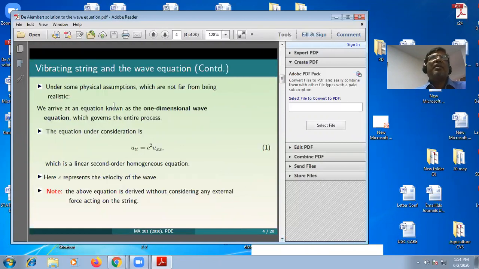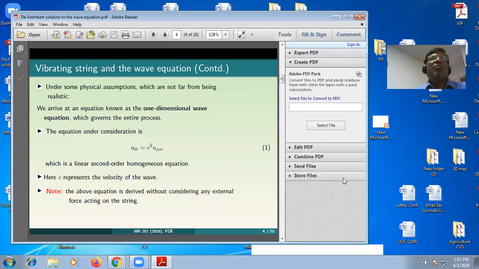And under the physical assumptions, which are not far from being realistic, we arrive at an equation known as the one-dimensional wave equation, which governs the entire process. The equation under consideration is u_tt is equal to c square u_xx, take it as equation 1, which is a linear second order homogeneous equation. Here c represents the velocity of the wave.